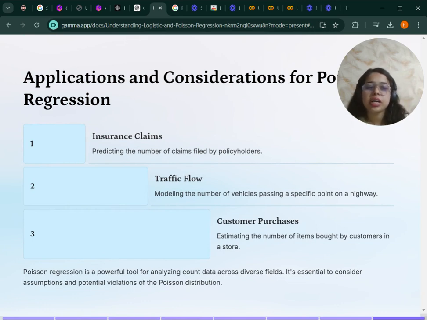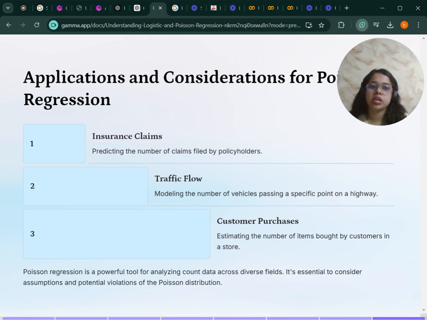So let's look at where Poisson regression shines. Firstly, we have insurance claims, that is, it predicts the number of claims filed by policyholders. Next, traffic flow, which estimates the number of vehicles passing a specific highway point. And another is modeling customer purchases, which estimates how many items a customer buys in a store.